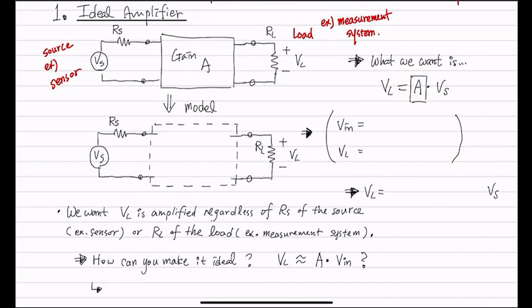Mathematically, it's just multiplying by a simple number, but people came up with a model to realize that, and we can make it a black box. Inside that black box, we have elements like this: plus and minus Vn, an input resistor Ri, a dependent source A times Vn, and an output resistor R out.